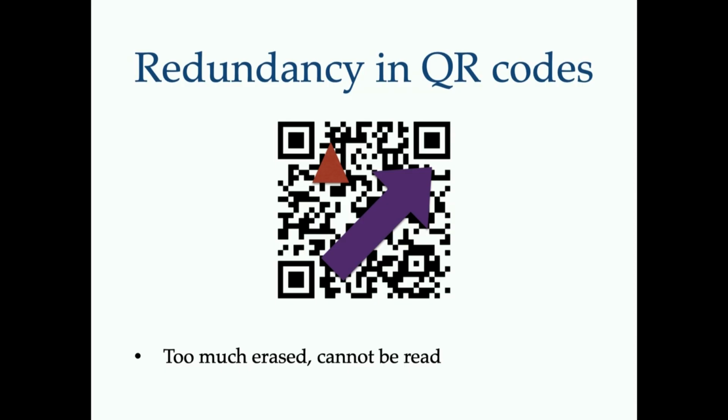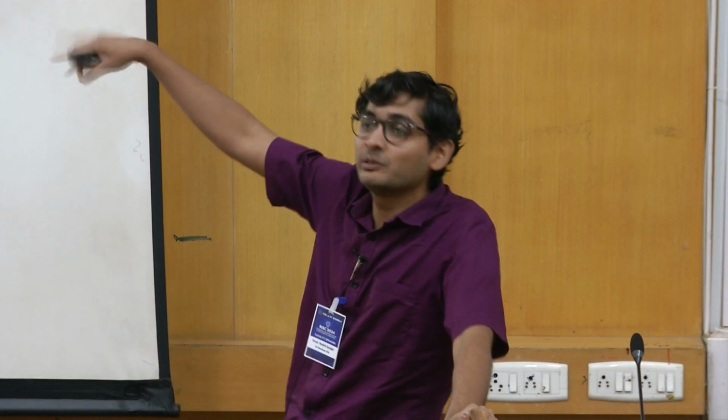Now try this. I have just enlarged the hidden part. Now it doesn't work, right? Now it has gone beyond 30%, so more than 30% of the code is hidden. That's why it doesn't work. So what is the magic here?